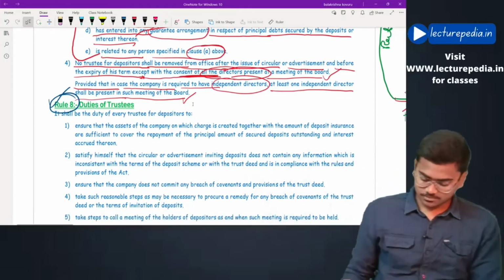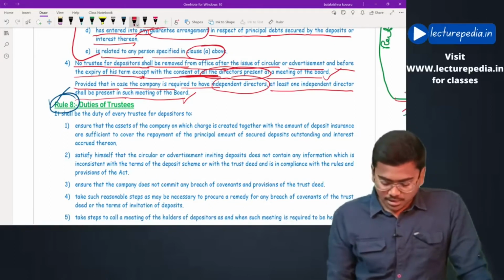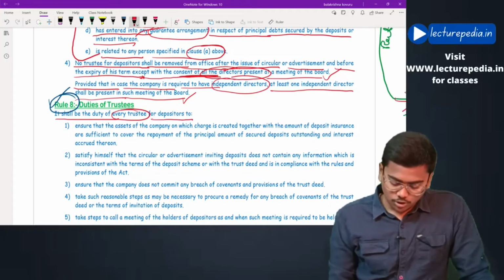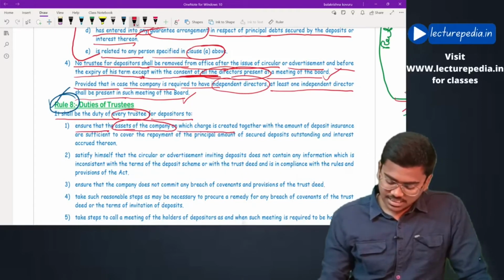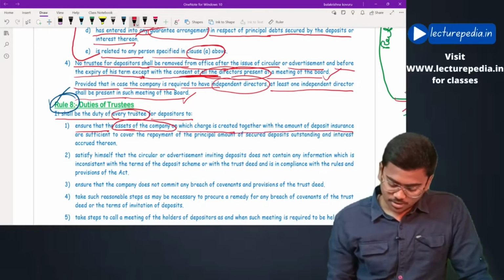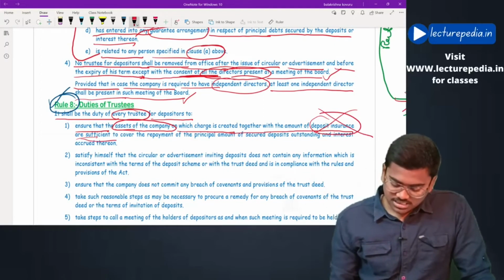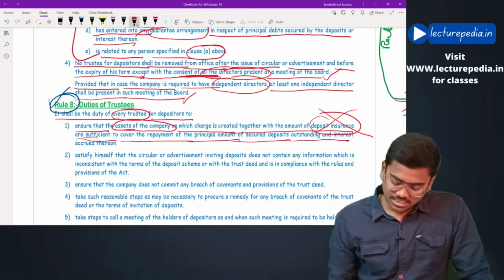Now, duties of trustees. What are the duties of trustees? It shall be the duty of every trustee for depositors to ensure that assets of the company on which charge is created, together with the amount of deposit insurance, you can strike this deposit insurance, are sufficient to cover the repayment of principal amount of secured deposits outstanding and interest accrued thereon.